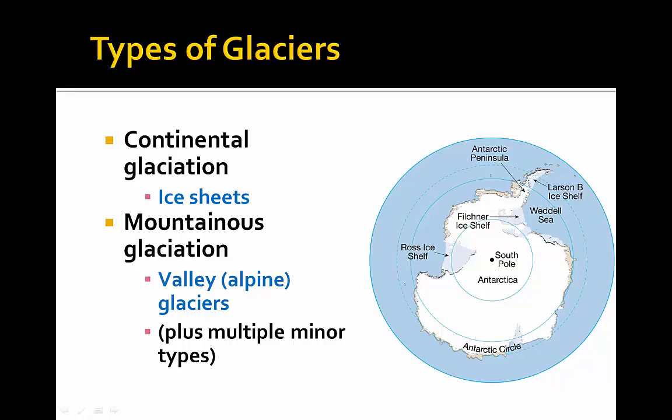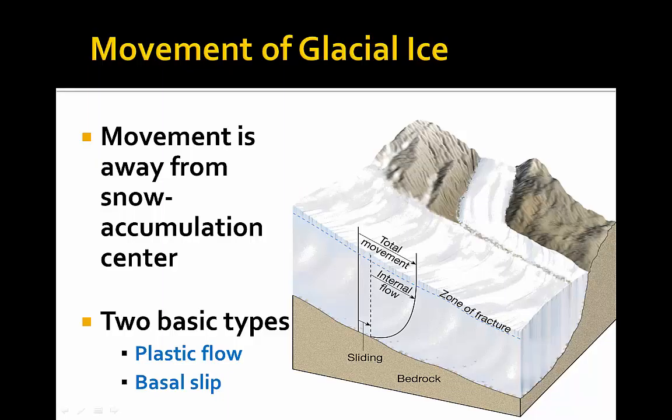Now, in general, the motion of glaciers is going to be the same whether it's an ice sheet or an alpine glacier. All the movement is away from the center of accumulation. Now that movement can happen in a couple different ways. There's movement at the very bottom where the glacier slides across the surface. That's called basal slip. And then there's the internal flow section. It's called plastic flow. That plastic flow section allows movement because the ice is under enough pressure from the ice above it. And so instead of breaking, it allows the ice to be deformed plastically.